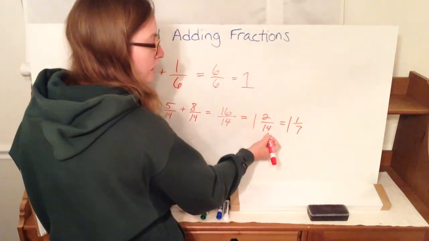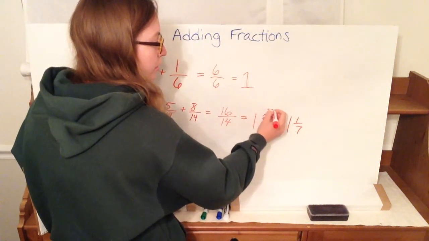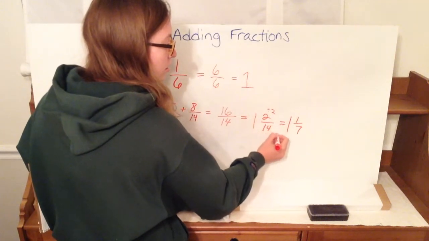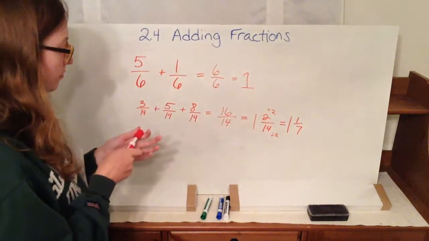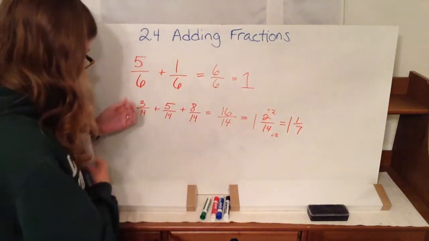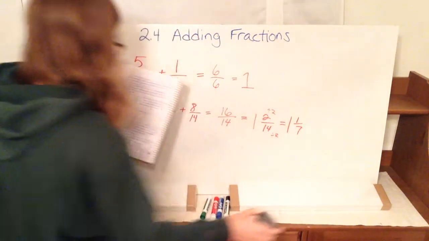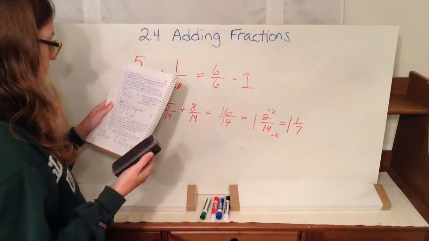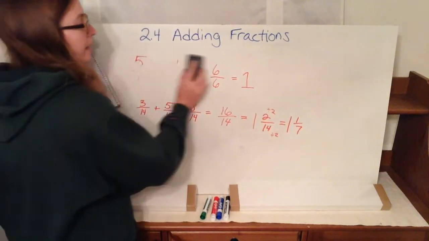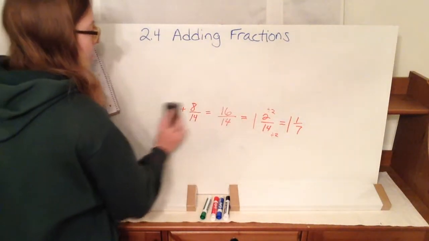These both have a 2 in them, so I divide them both by 2. And I end up with 1 and 1/7. Okay? Very good. Okay. We are not always given fractions with the same size denominator.